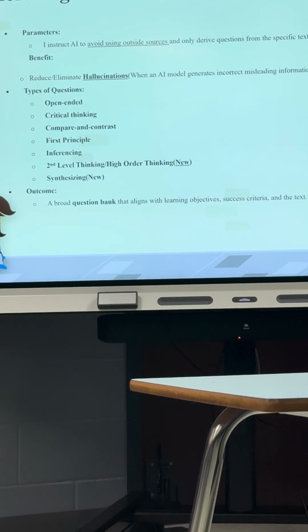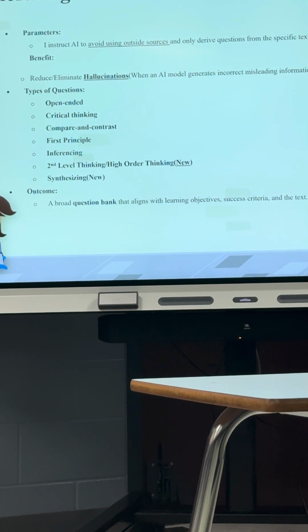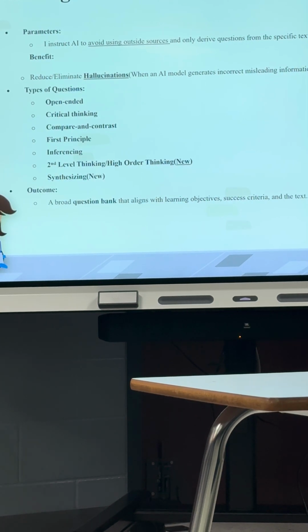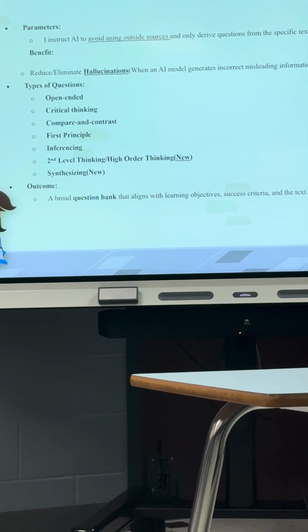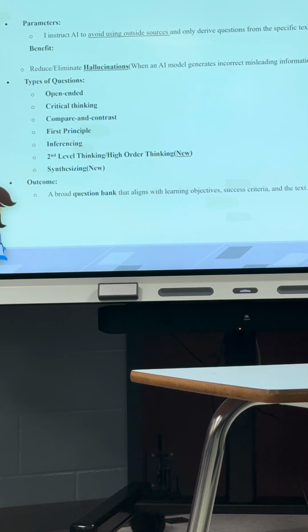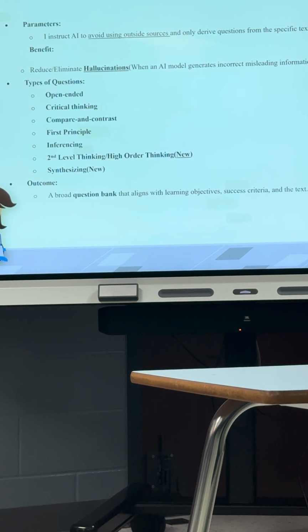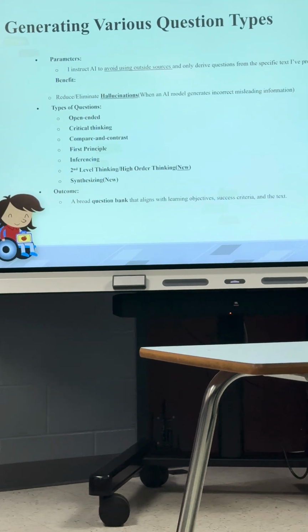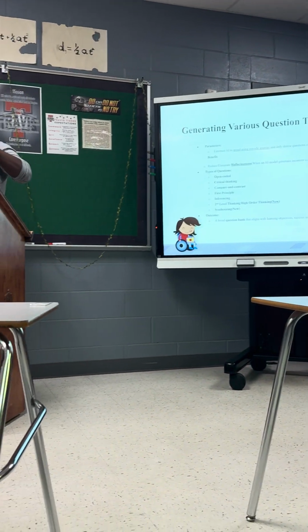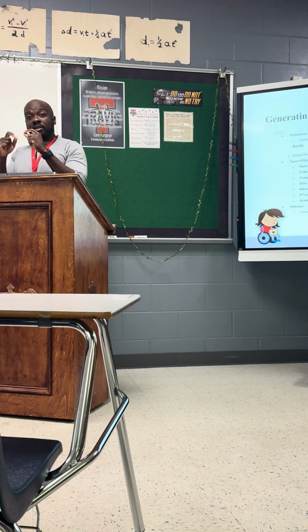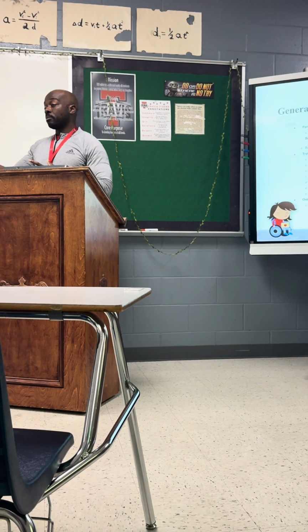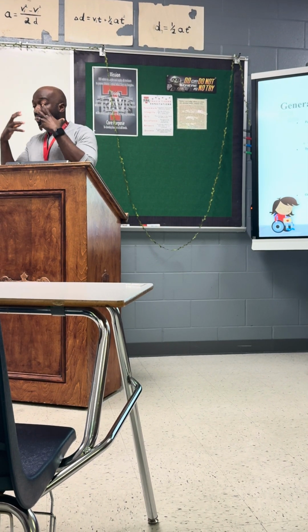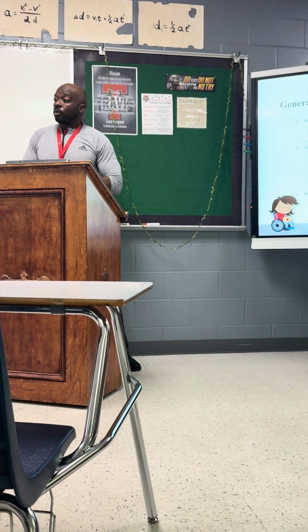Like when we're covering information in my classroom and we're going through a particular reading, I'll ask the AI to come up with open-ended questions, critical thinking questions, compare and contrast questions, first principle questions, inferencing questions. And then these last two are questions that I'm really laser focused on right now with the AI. Higher order thinking questions. So what are the higher order thinking questions that the AI could come up with? These are specifically tailored towards my 1500 lexile levels in my classroom to get them to think a little bit more about the information that we're covering in class.